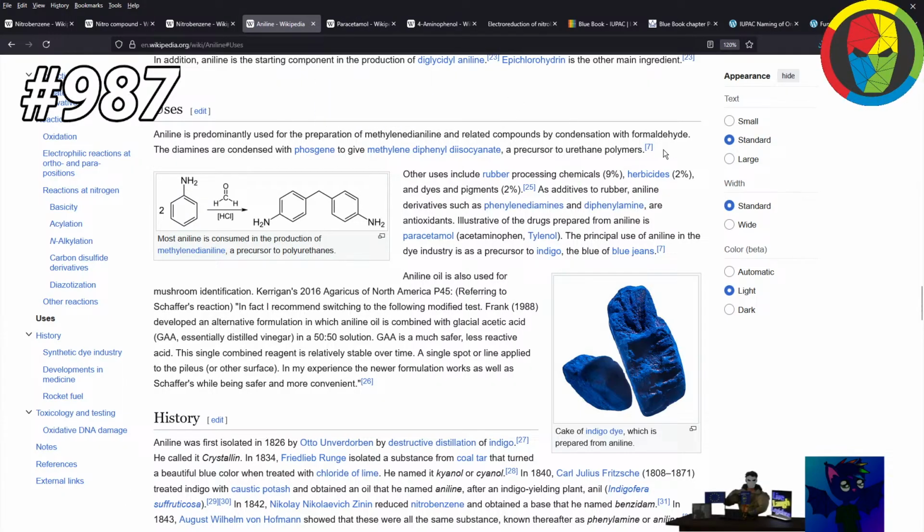Preparation of the related compounds considered formaldehyde. Yeah, precursors and polymers. Other uses include rubber processing chemicals, herbicides, dyes, and pigments. Okay, if I go through all of that process only to make a dye out of it, then I want you all to check me into a mental institution because I've clearly lost it. Using up two really concentrated acids and almost blowing myself up in order to make a dye is more insane than the first process in general. Of the drugs prepared from aniline is paracetamol! Exactly. That's the one we're looking for.